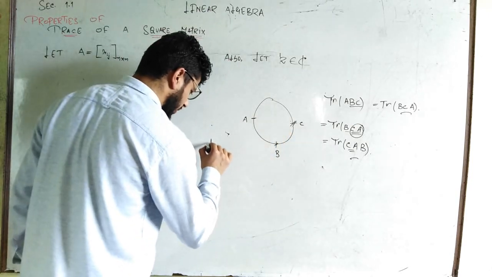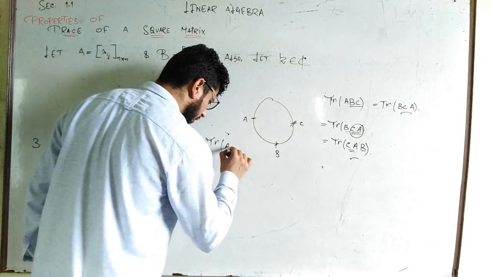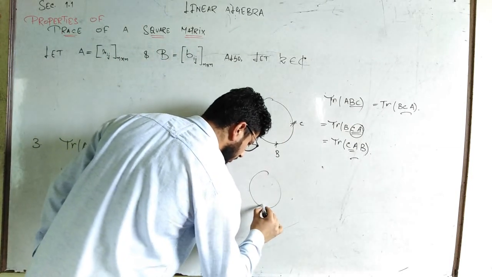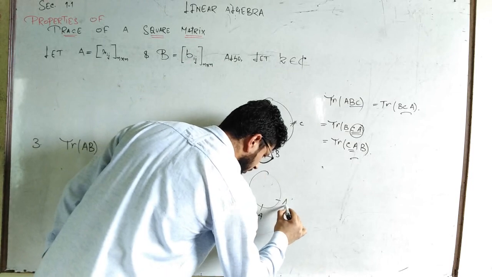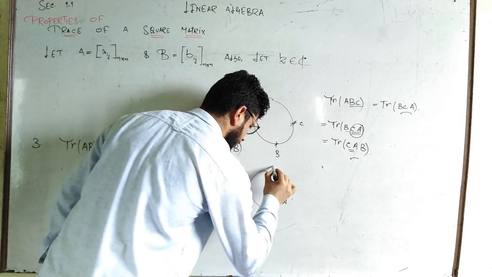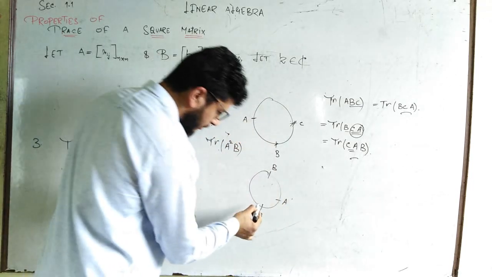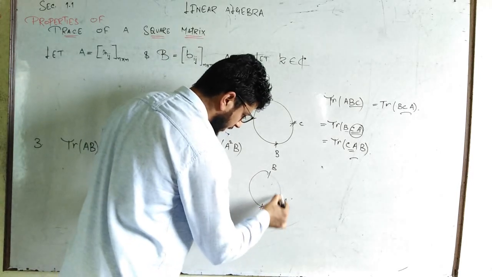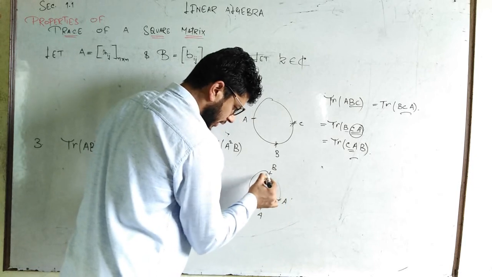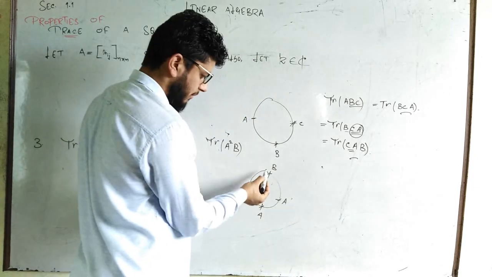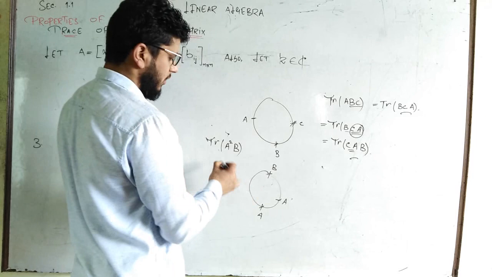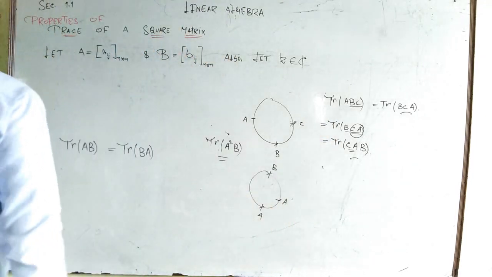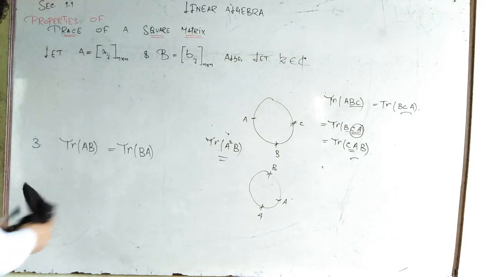आपको बोला जाएगा trace of A square B. Again, mark them on a circle. It is B here. Now you can start from this. You will get A square B, that is true. You can start from this, that is A, B, A. You can start from this, that is B, A square. B, A and A, right? So questions are asked on this very property. Supposed to master this, right?